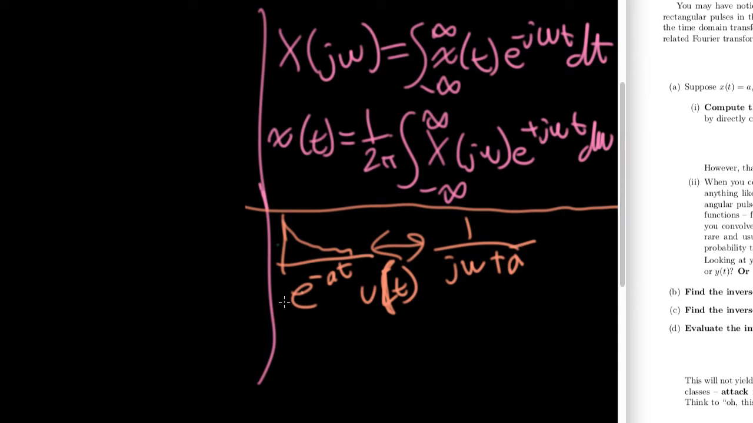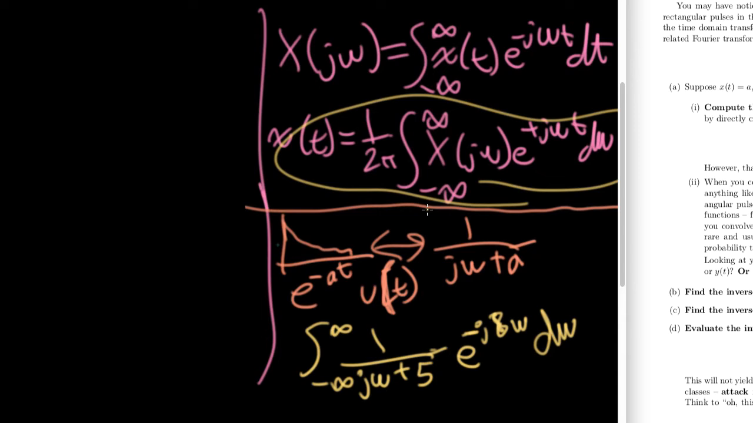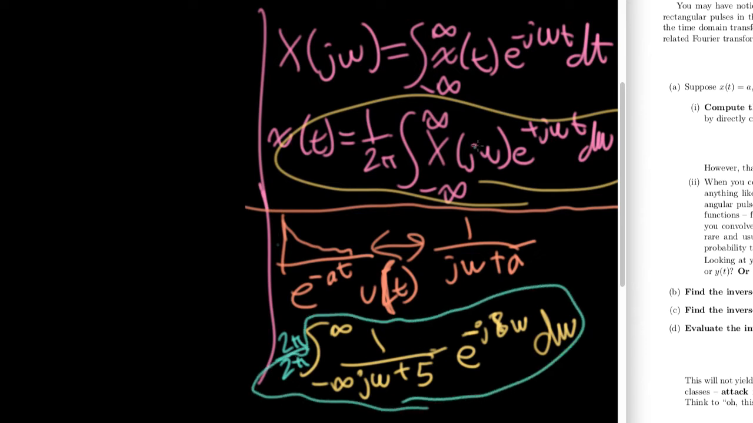Suppose you needed to solve this integral. Integrating from minus infinity to infinity, 1 over j omega plus 5 e to the minus j, how about 8 omega d omega. So if I look at this here, this more or less looks like an inverse Fourier transform. What would I need to do to make it match up? I could have 2 pi divided by 2 pi, and that would actually make it look like this inverse Fourier transform pair.